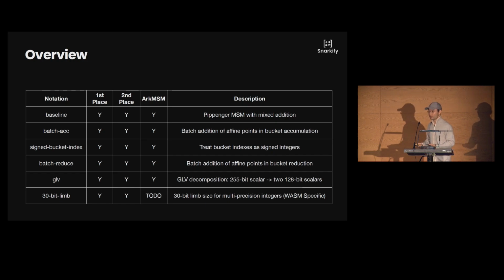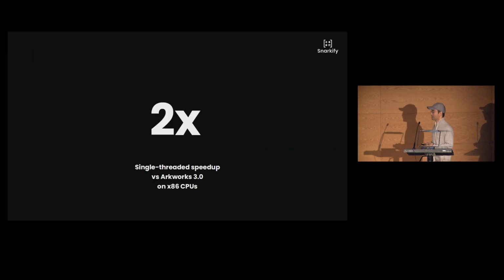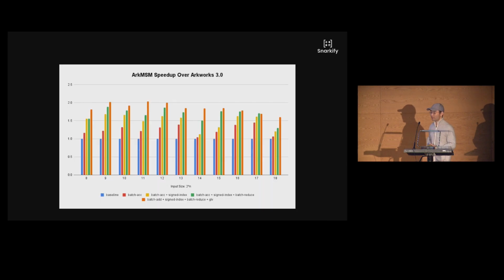So without further ado, I'm thrilled to announce that we have achieved up to 2x performance improvement in single-threaded speedup over Arkworks on x86 CPUs. Here is a graph of the detailed performance improvement. The x-axis is the input size, ranging from 2 to the 8 to 2 to the 18. And the y-axis is the speedup result. Each column, each color is an optimization.